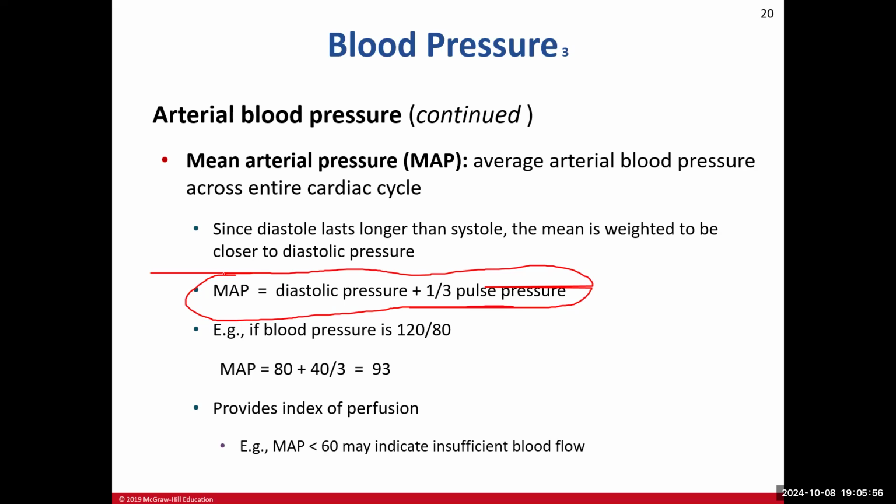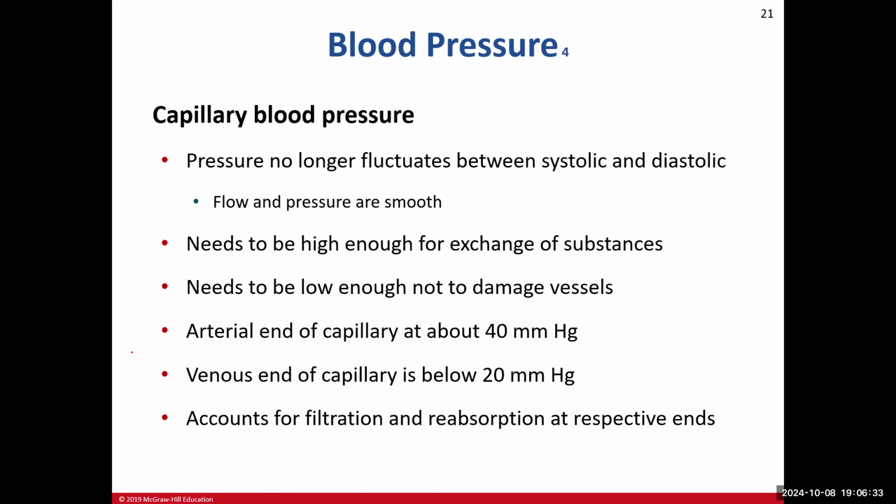And so this is basically going to tell you about perfusion. If it's above the value of 60, we're happy. If it's below the value of 60, we're not happy, right? Your tissues aren't happy. So that's going to be our mean arterial pressure. I want you to be able to calculate that out. So diastolic pressure plus 1/3 of the pulse pressure. And just to remind you, the pulse pressure is the difference between your systolic and your diastolic pressures. So that's the mean arterial pressure.